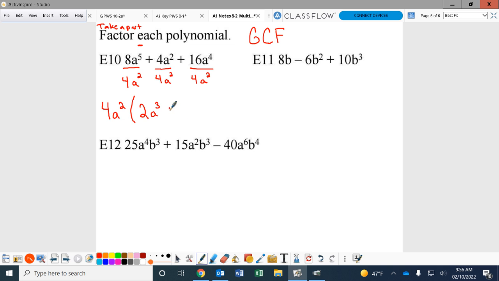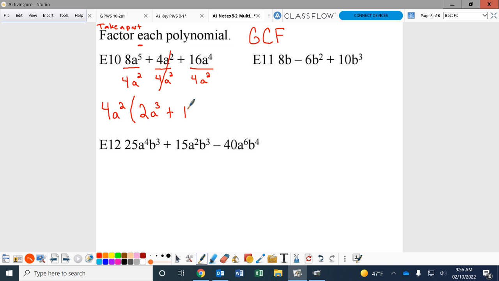For the next one, guys, if you have the exact same thing on the top and the exact same thing on the bottom, they cancel out and it's going to divide out to what? 1. Because 5 divided by 5 is 1. 4 divided by 4 is 1. 4a squared divided by 4a squared is still going to be 1. If it's the same thing on top and bottom, it's 1.